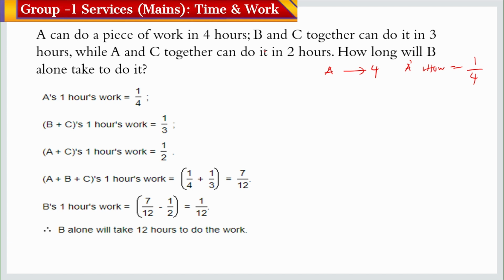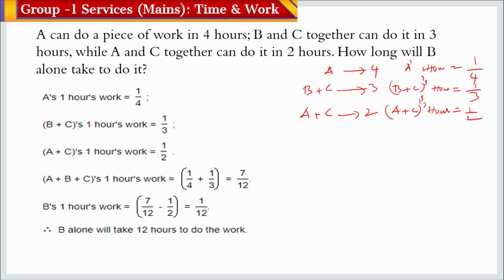B and C together can do it in 3 hours, means B plus C can do the work in 3 hours. So, B plus C's 1 hour work is how much? 1 by 3. A and C together can do the work in 2 hours. A plus C can do the work in 2 hours. What is A plus C's work in 1 hour? It is 1 by 2.